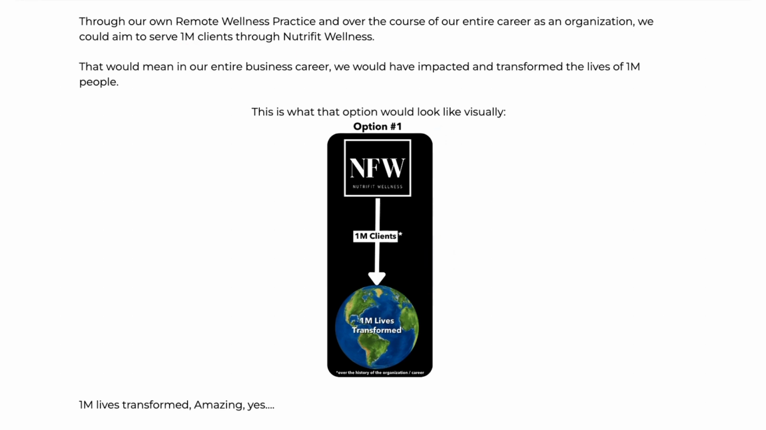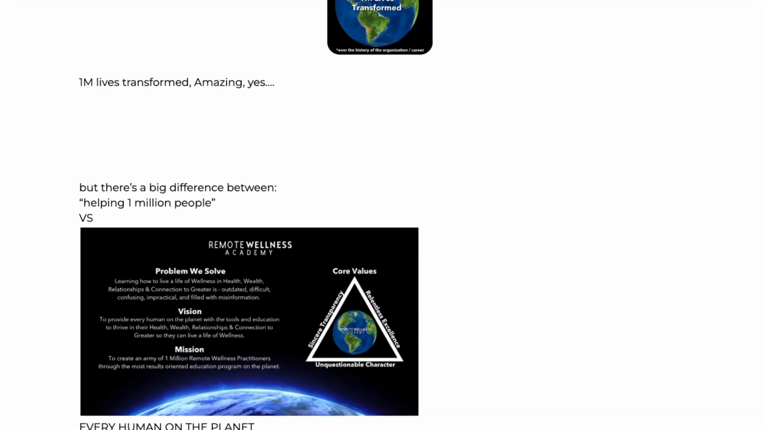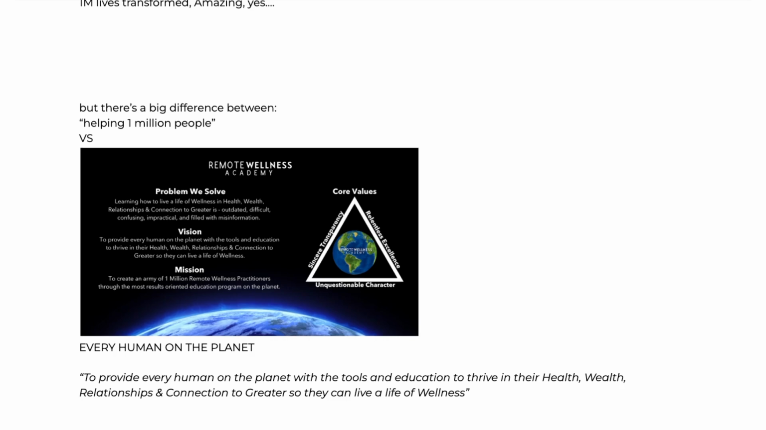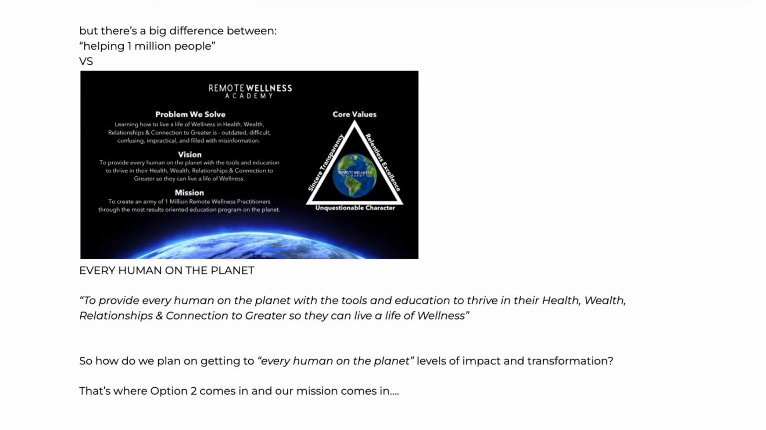Amazing, yes. But here's the thing. There's a big difference between helping 1 million people versus what our vision is. If you remember, our vision is to be able to help and provide every human on the planet, okay? And so how do we plan on bridging the gap between 1 million people and every human on the planet levels of impact and transformation? That is a completely quantum leap in terms of impact and transformation. And so that's where option two comes in and our mission comes in, okay?